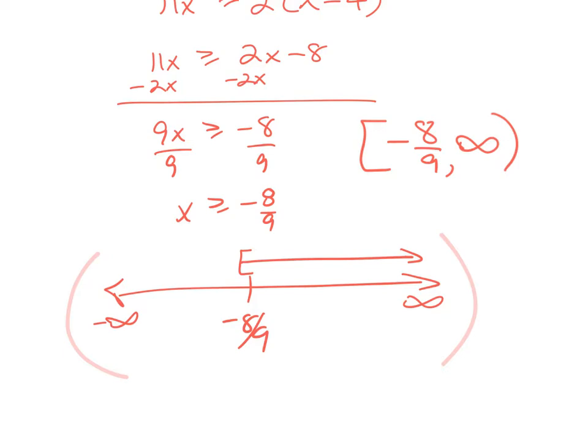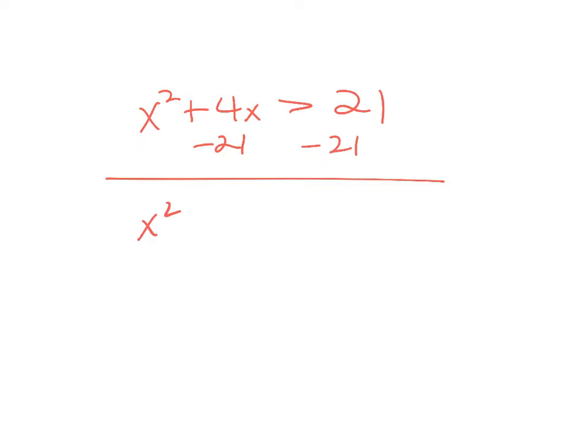Let's try a quadratic one from 1-7B. And this would be x squared plus 4x greater than 21. The first thing I'm going to do is turn it into an equation that's set equal to 0. So I'm going to subtract the 21. X squared plus 4x minus 21 equals 0.